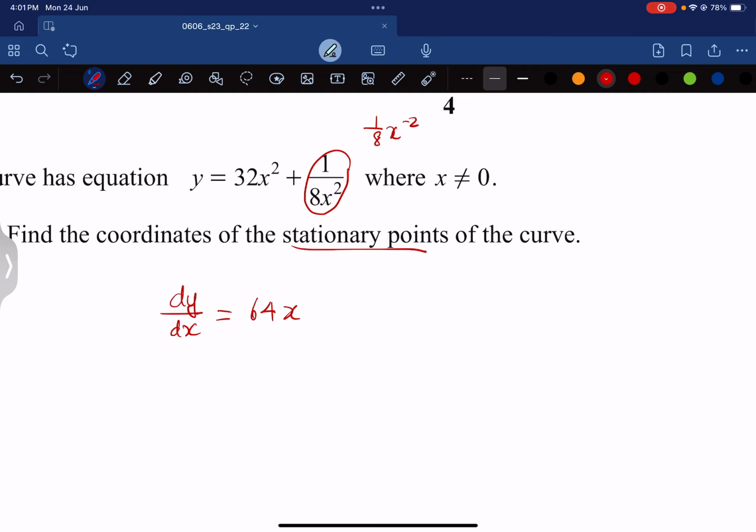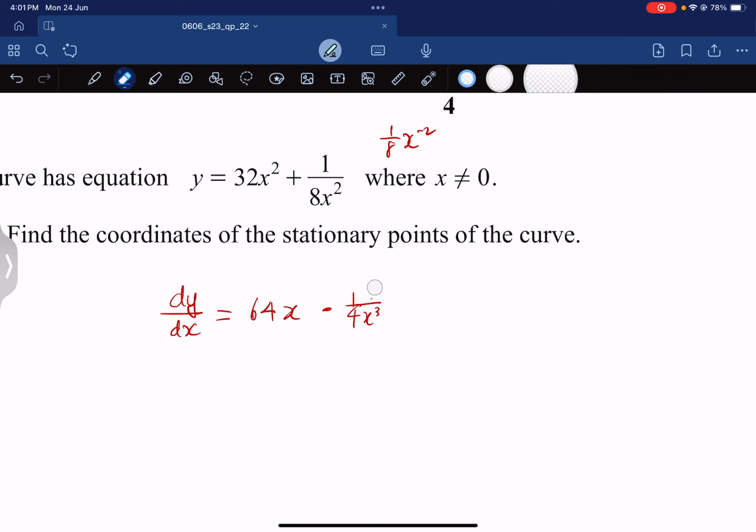A lot of students make this kind of mistake, writing this as 8x to the power of negative 2, which is wrong. In this case you bring the x to the numerator, so yes, it becomes negative, but when you bring the 8 on top, you also need to have a negative. So we have 1 over 8 x to the power of negative 2, and differentiating this, we have negative 1 over 4, x to the power of 3 on the bottom, because the power is negative 3.